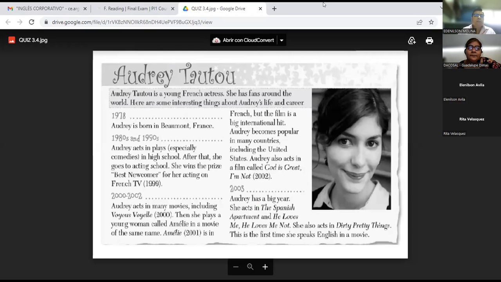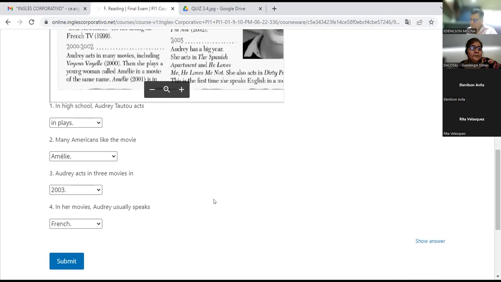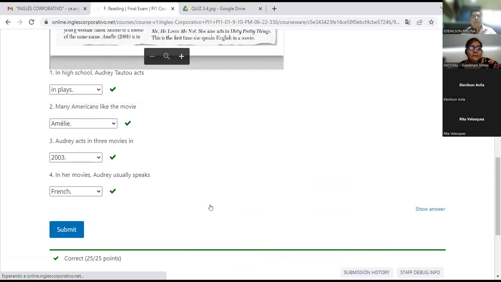¿Por qué creen que habla francés? Why does she speak French in her movies? Because she's French. Exactly, because she's a French girl and she was born in France. Very good. She's a French girl. So of course, she speaks French. You see? Otro tipo de lectura. Y ahí están las respuestas. In place, Amelie, 2003 and French. Veamos si está correcto. Yes, it is.